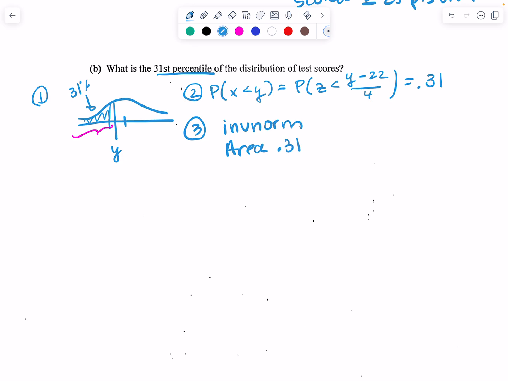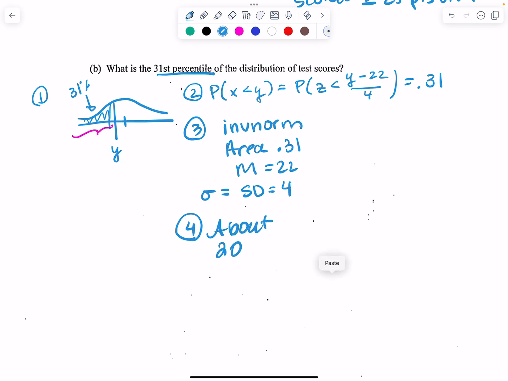So because I'm in the 31st percentile, the mean is equal to 22, and the standard deviation is equal to 4. Notice sometimes I write this and sometimes I write this. That's fine. You can write SD for standard deviation, or you can write sigma, which is the population standard deviation, which is the symbol on your calculator. And then when you get this, you're going to say step 4, and you're going to say about, and it gets to be about 20. So about 20 students lie in the 31st percentile.